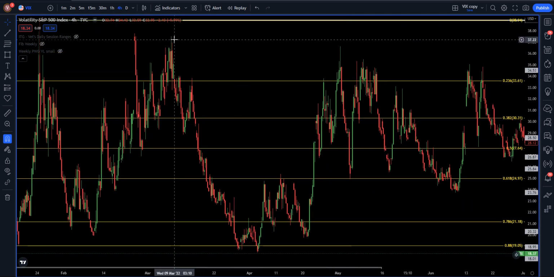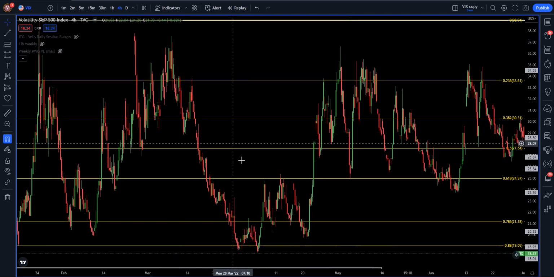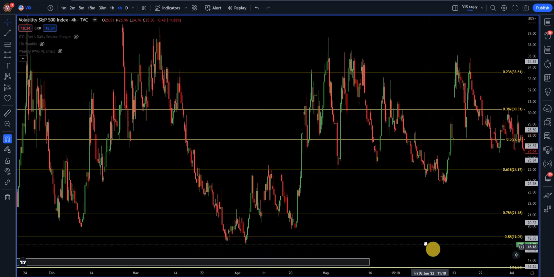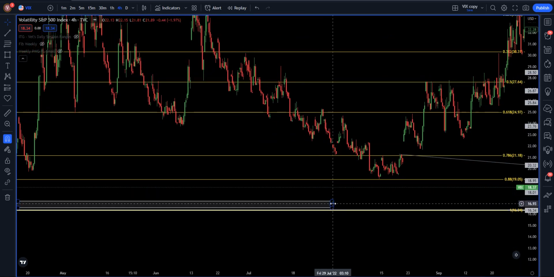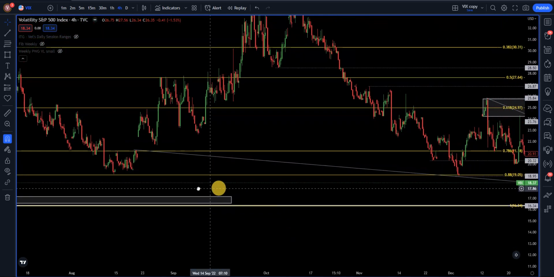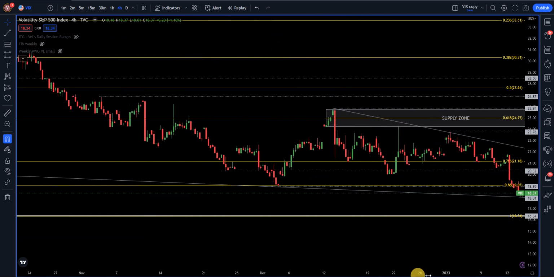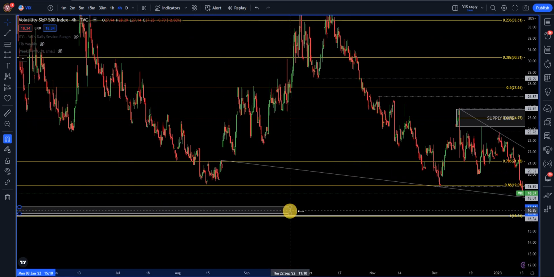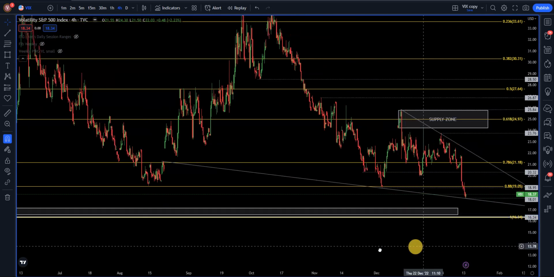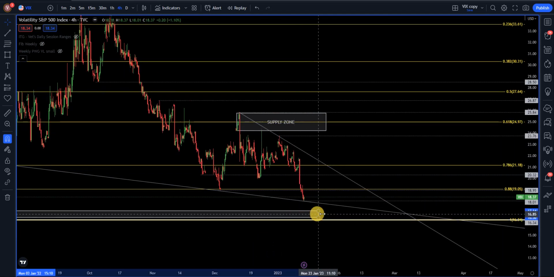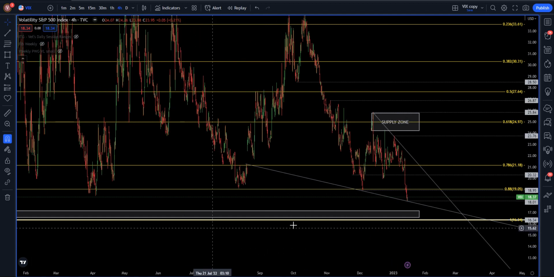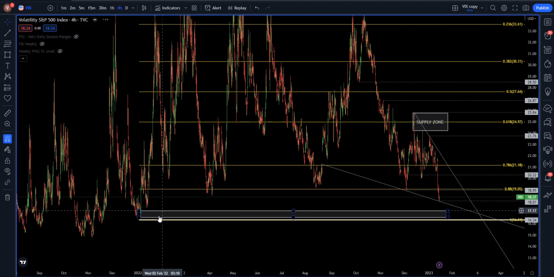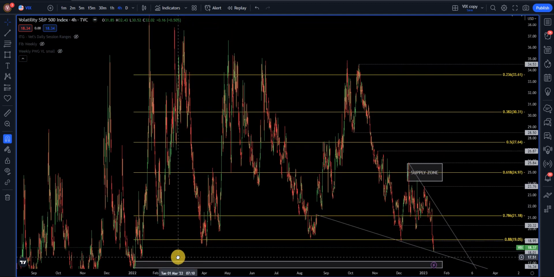And if we would have wicked above this one, this would be our demand zone. It's like taking forever. All right, so that's what we got. If you were interested in, oh, wait a minute.